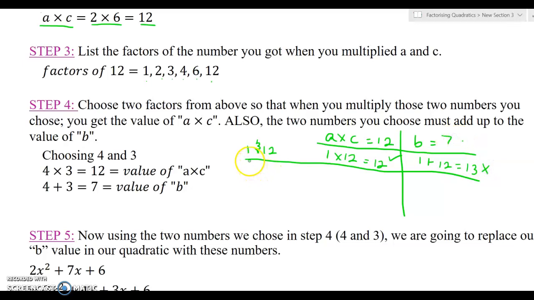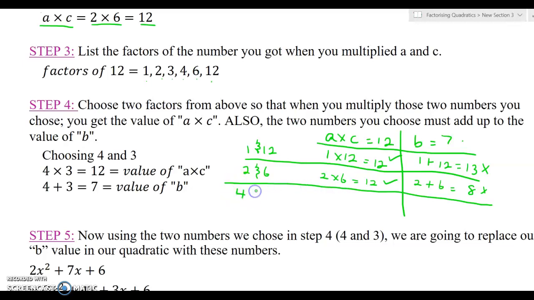So let's go again. I can choose 2 and 6, because 2 times 6 gives me 12 again. Good. And now the sum, add the two numbers, 2 plus 6, that gives me 8. But I don't want 8, I want 7. So now we're going to try the last possibility, which is the one, obviously, that we're going to use, 4 and 3. So 4 times 3 gives me the 12, right? And then the sum, 4 plus 3, that gives me the 7, that value of b that we need.